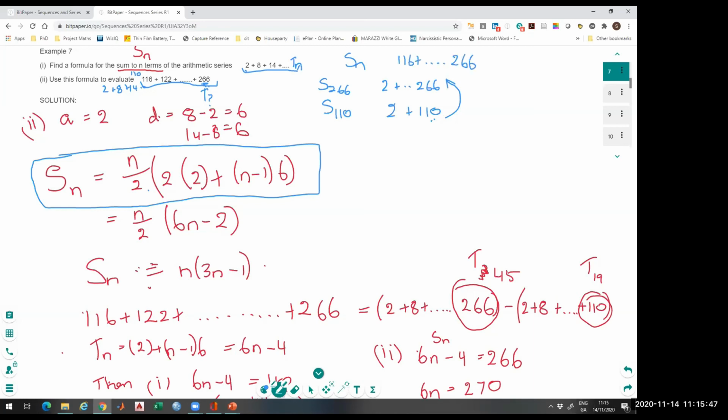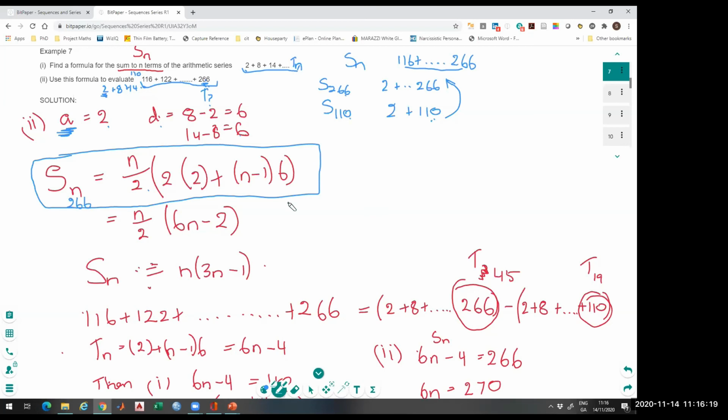So I hope you understand why we weren't able to go straight in and plug the 266 in here, because it would have given you the sum total of the whole series starting at 2, because that formula is based on A, your first term, being 2, and D being 6. So to recap, we had to get the sum of everything up to 266, but also get the sum of the sequence up to 110 and subtract it from the 266, which is what we did.